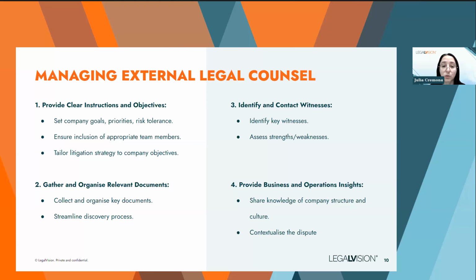This role also includes making sure that you have the appropriate team members involved. So you want to make sure that you're dealing with people that have decision-making abilities and people in the organisation that can bind it if you come to an agreement or if you're providing instructions to external lawyers or barristers, as well as people that have intimate knowledge of the dispute and what's happened up until that stage.